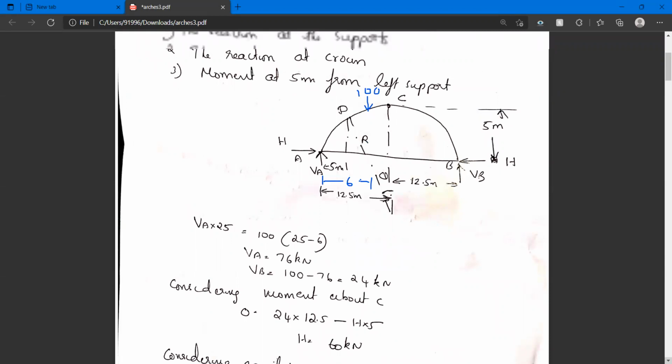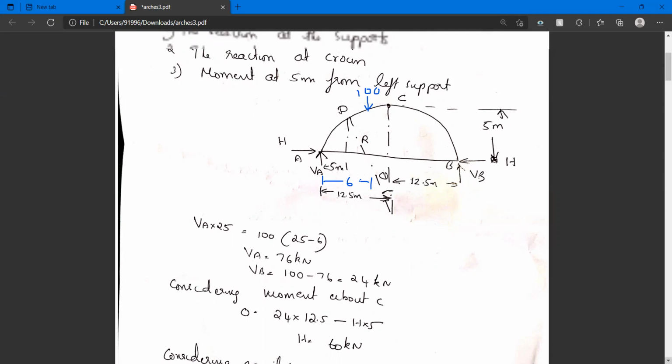First, we should find out the reactions, vertical reactions at A and B. How can we find vertical reactions? Either we should take moment towards A or towards B. Here we are taking moment towards A. So VA into distance from A to B, which is 25, VA into 25 equals 100 kilonewton load acting at a distance of 6 meter from A. So 100 into 25 minus 6. From this we can find out VA and VB.